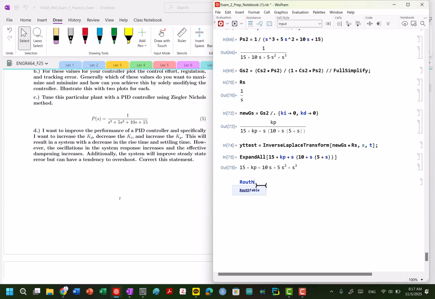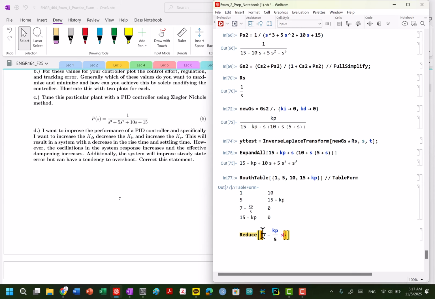So let's do our Routh table. I have 1, 5, 10, and then 15 plus KP. I want to put myself in the position where we're marginally stable. Let's do table form. Let's solve that. Let's reduce, and I want this to be greater than 0. I want this 15 plus KP to also be greater than 0. So we need to be basically in between those values: less than 35, and greater than minus 15.